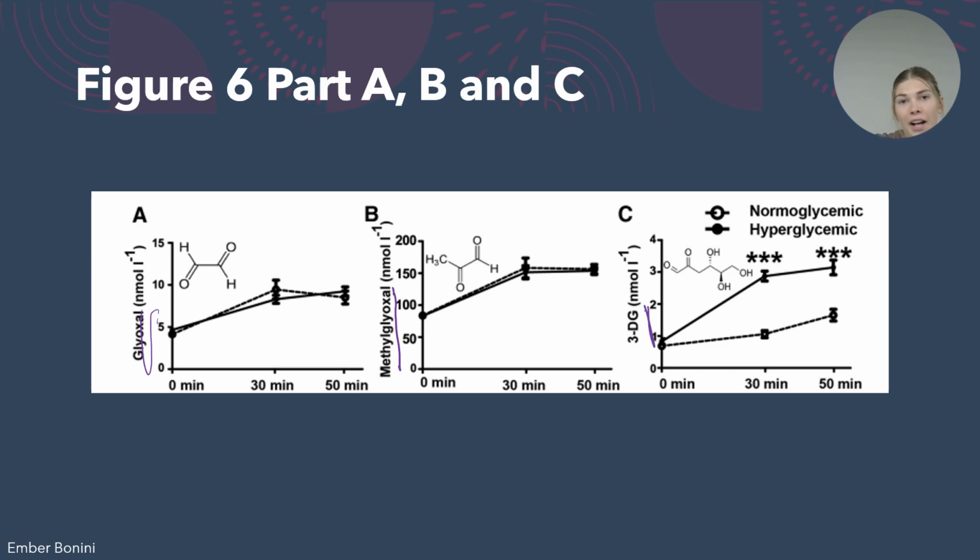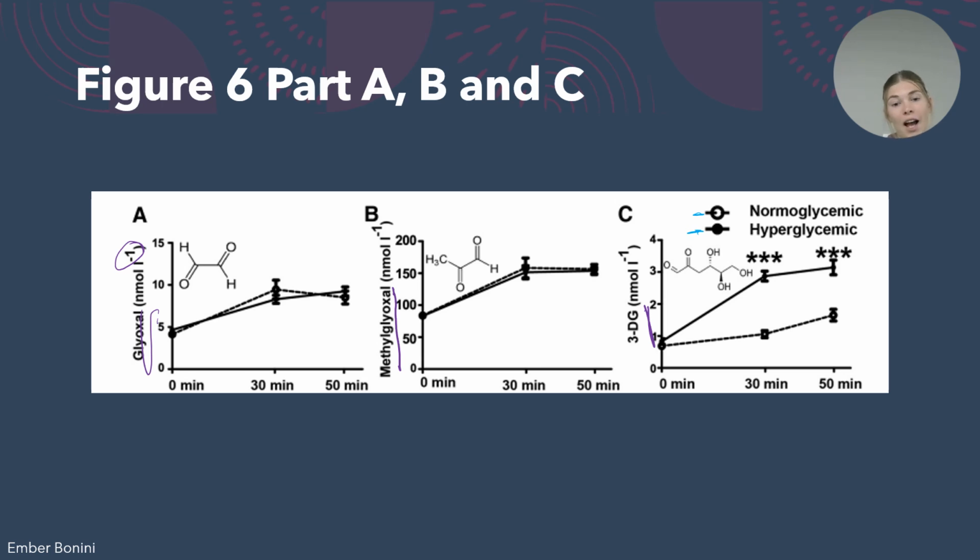And now on the y-axis, these are all going to be measured in nanomoles, nanomolar to the -1. Now, as we can see here, when looking at them, we are seeing our normal glycemic is in our open circles, and our hyperglycemic is in these closed colored in ones. And what we're really looking at is just seeing how the different normal glycemic and hyperglycemic infusions work with the different glyoxal, methylglyoxal, or 3-DG over time.